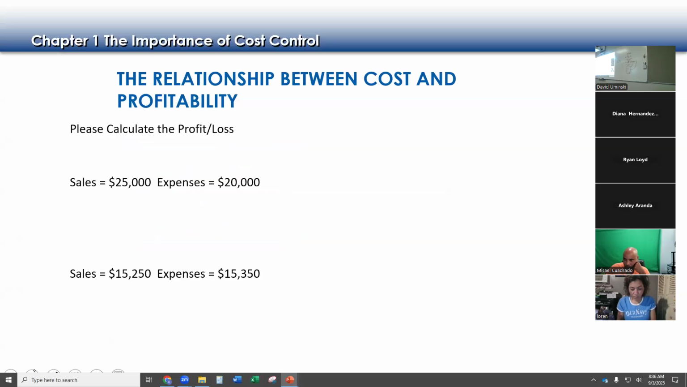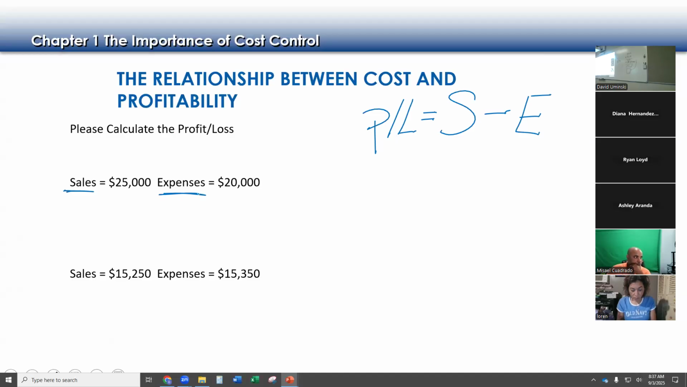We know from last week on Wednesday, we talked about profit and loss. What is the formula for profit or loss? How do I determine if I'm operating at a profit or if I'm operating at a loss? Sales minus expenses. Okay. So we have sales and expenses. Our profit or loss is equal to our sales minus expenses.